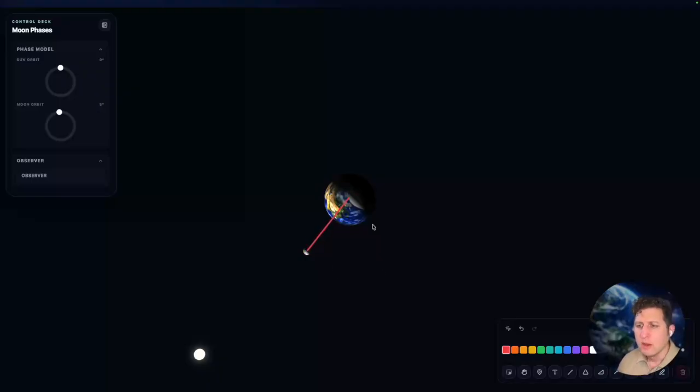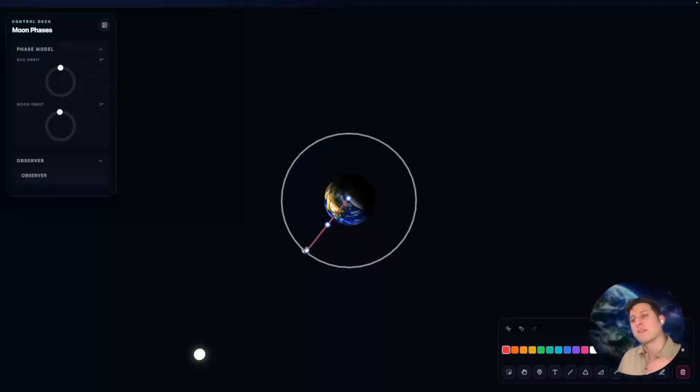Now, he's thinking about this, and he knows that the moon goes around the Earth, right? So he can represent that as a circular orbit. So let's do that for him here. So he represents the moon's orbit as a circle with the center being the Earth, right? And what he cares about is the distance from the Earth to the moon.